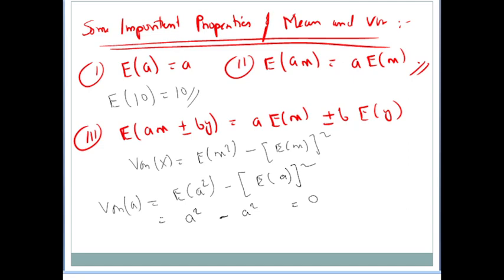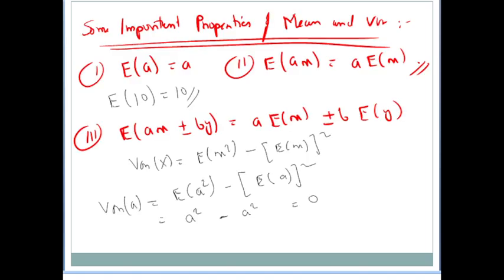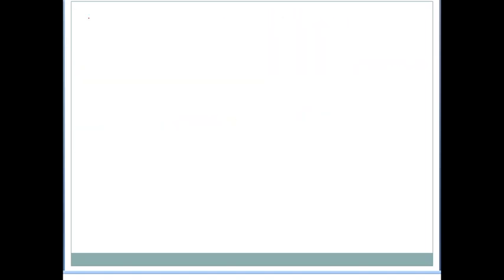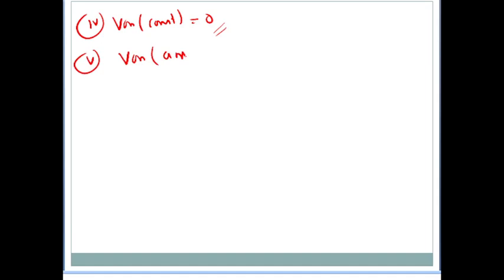Thus what we have obtained is the fourth property: the variance of a constant is equal to 0. Now the fifth one is that the variance of a times x is equal to a squared times the variance of x.